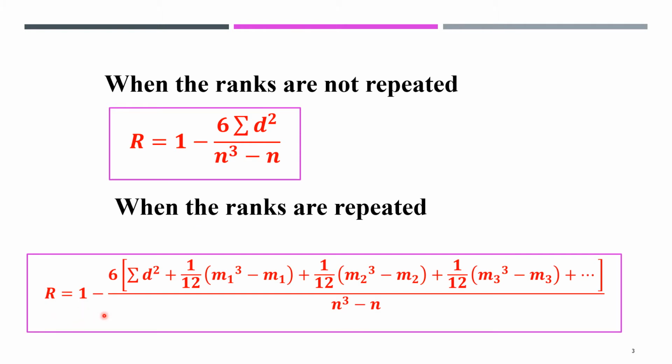capital R is equal to 1 minus 6 into summation d square plus 1 by 12 m1 cube minus m1 plus 1 by 12 m2 cube minus m2 plus etc., upon n cube minus n, where m1, m2 are the number of times the ranks are repeated.